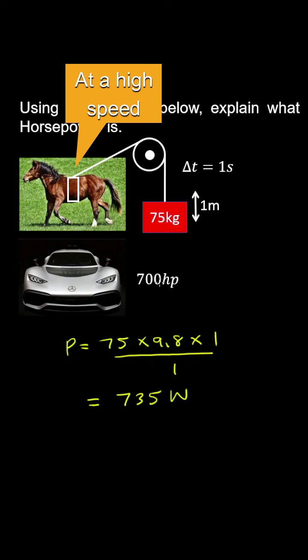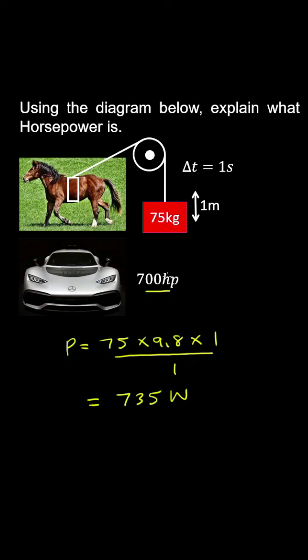And if we look at this car, which has a brake horsepower of 700, that's the power of the crankshaft, so neglecting the resistance of the gearbox and friction between the moving parts of the engine.